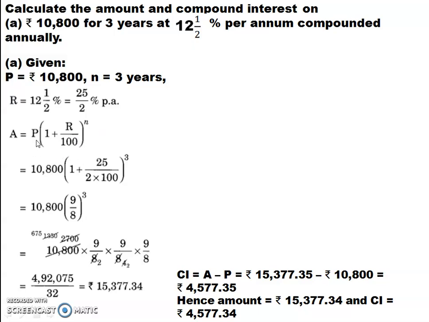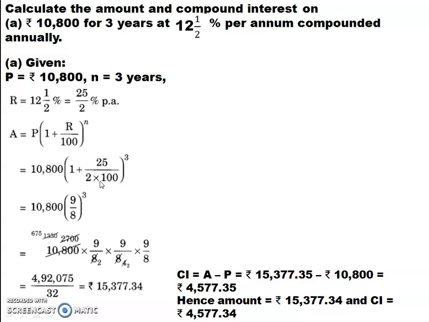Now listen here children, I am going to substitute the values. P is equal to 10,800. 1 plus. What is R? Here you have a mixed fraction, so I have converted it into an improper fraction: 12 into 2, 24 plus 1, 25 by 2. So instead of writing R, I wrote 25 by 2.